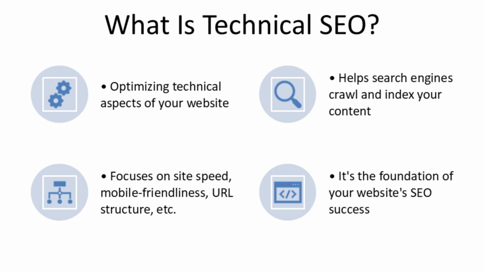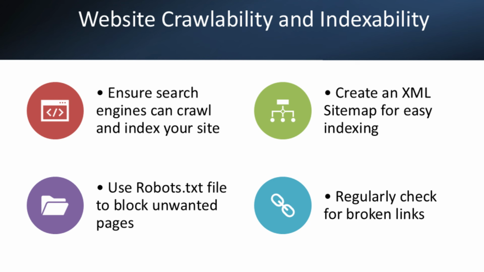First thing is website crawlability and indexability. See, the first step in any SEO strategy is making sure that search engines can crawl and index your website. Crawling is the process where search engines send out bots, which are also called crawlers or spiders, to scan your website's pages. After crawling, search engines index the content so that it can appear in your search results. Without proper crawlability and indexability, your website will be invisible to search engines, no matter how great your content is.